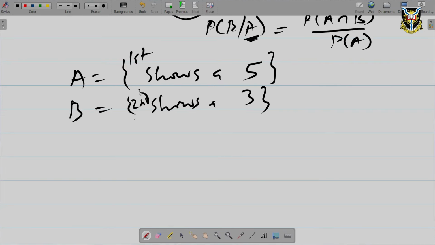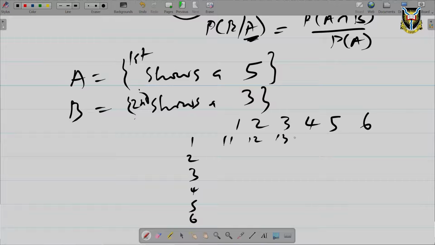Now, the best way to compute the sample space in this environment, because we are talking about 2 dice, is for you to write the die out: 1, 2, 3, 4, 5, 6. That is the number of faces that a die has. Then we have the second one, 5, 6. Then you can start multiplying: 1,1; 1,2; 1,3; 1,4; 1,5; 1,6.